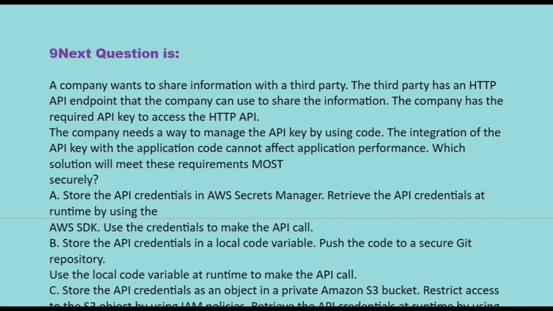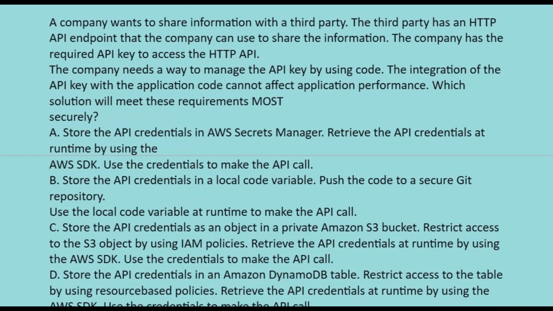Question is, a company wants to share information with a third party. The third party has an HTTP API endpoint that the company can use to share the information. The company has the required API key to access the HTTP API. The company needs a way to manage the API key by using code. The invocation of the API key with the application code cannot affect application performance. Which solution will meet these requirements most securely?